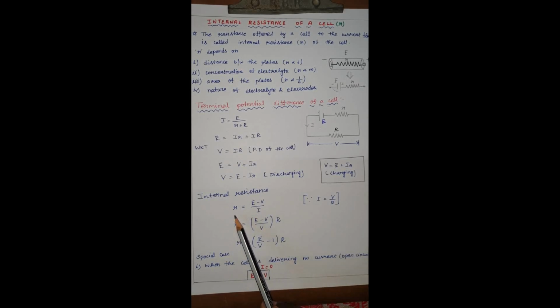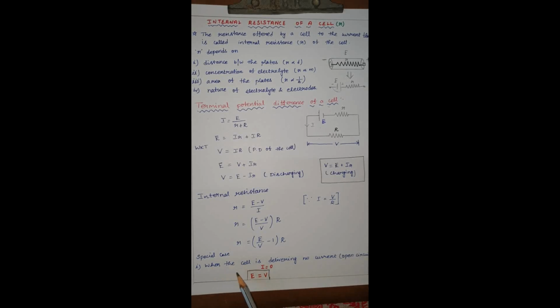Now the next one, internal resistance. I am going to measure it from here. If you change the equation, you get r is equal to E minus V divided by I. I can write I is equal to V by R, so I can substitute: r is equal to (E minus V) by V into capital R. If you split the numerator into two parts, E by V minus V by V, and V by V is equal to 1. So r is equal to (E by V minus 1) into R.